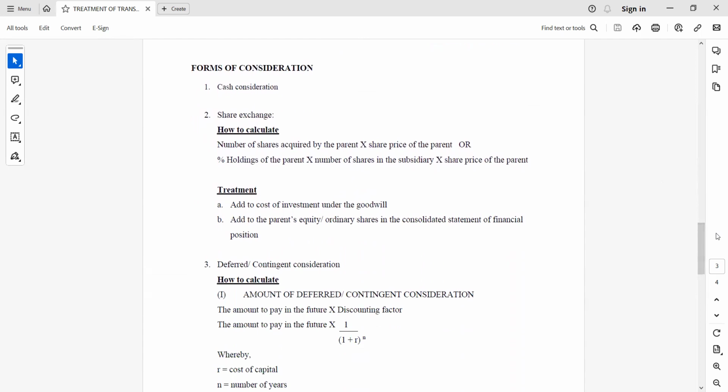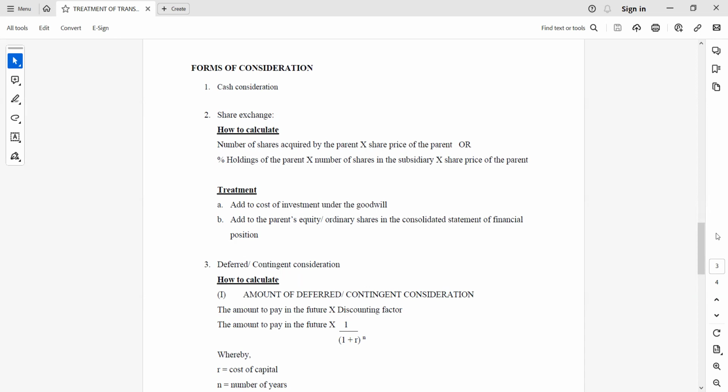Yes, so we also have forms of consideration. This is mostly a very confusing area. If you don't get it right, it makes your whole work difficult. So the easiest one is cash. As for cash, the question will tell you that you purchase 50%, 51%, 60% of the associate and pay the cash consideration for this. So this one is always straightforward. But where the confusion is, is where you exchange shares, where there's a share exchange.